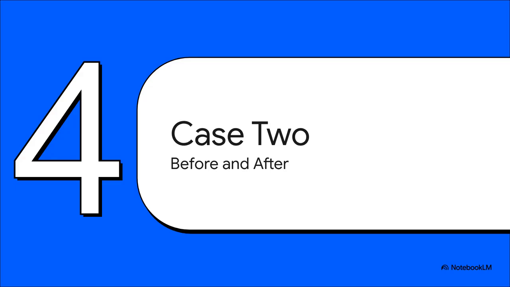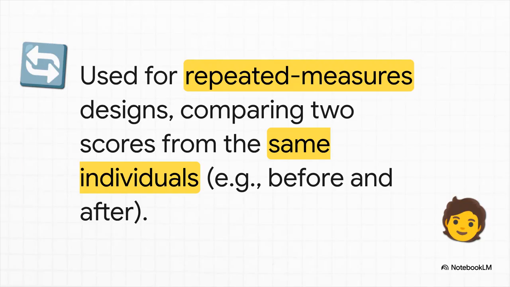Okay, so that's great for one group. But what if your research question is all about change over time? What if you want to compare a group to itself, like in a classic before and after study? For that, we need a different flavor of the t-test. It's called the dependent samples t-test, or you might hear it called a paired samples t-test. It's perfectly designed for these repeated measures situations, where you're tracking changes within the very same people over time.